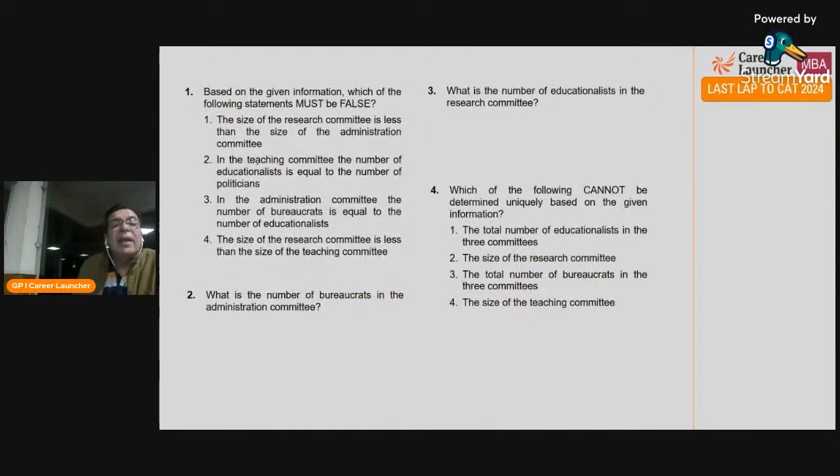But when I look at the questions again, which of the following must be false? That means some cases will be there. This is a definite answer. Number of bureaucrats in administration committee, number of education, this is again definite. That means there's only one case possible for this and one case possible for this. Which of the following cannot be uniquely determined?